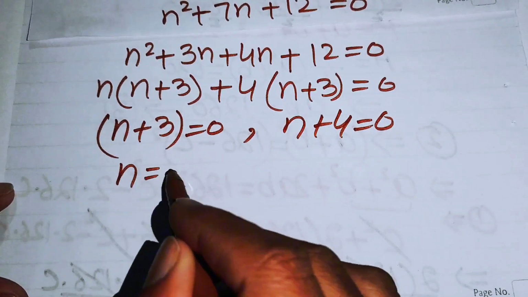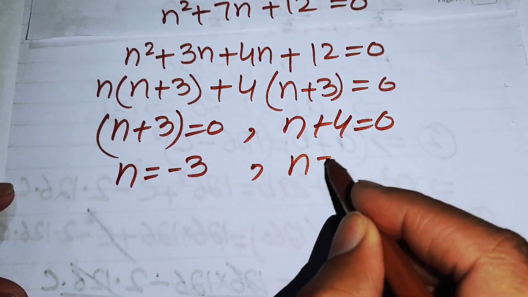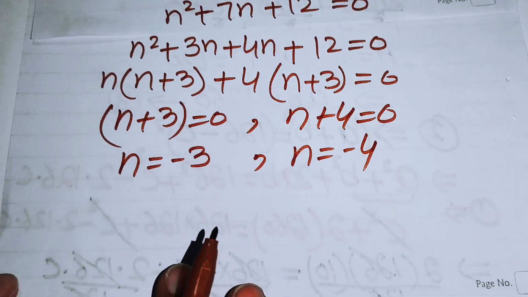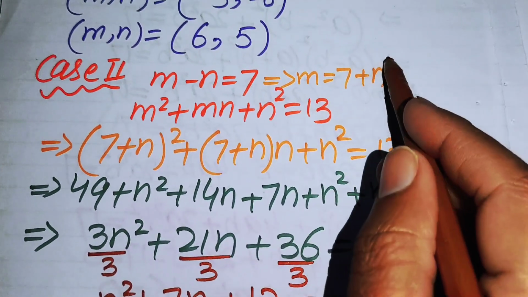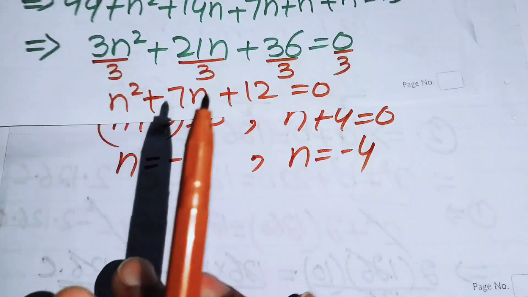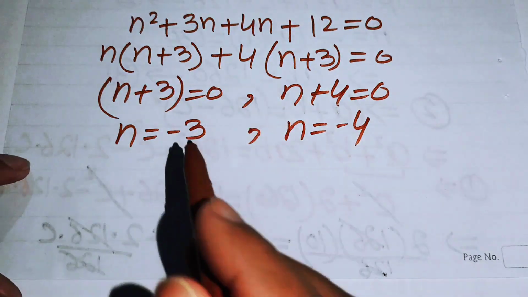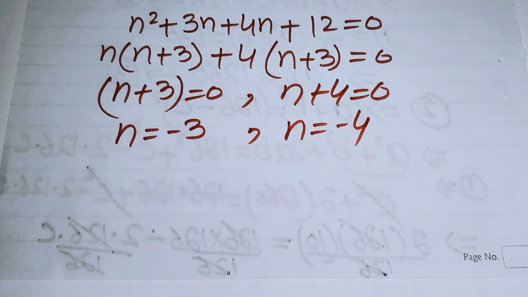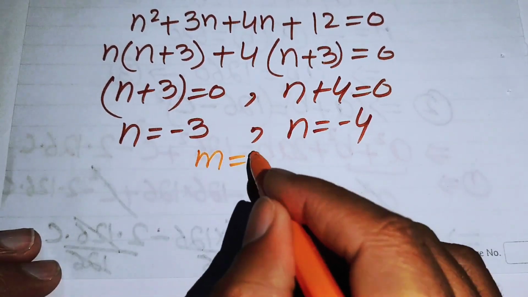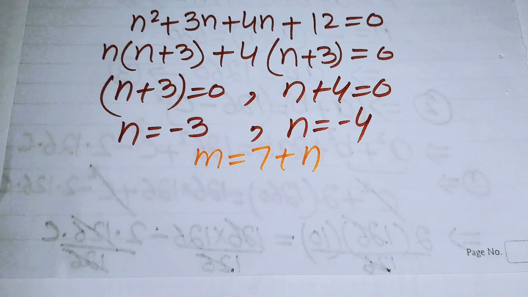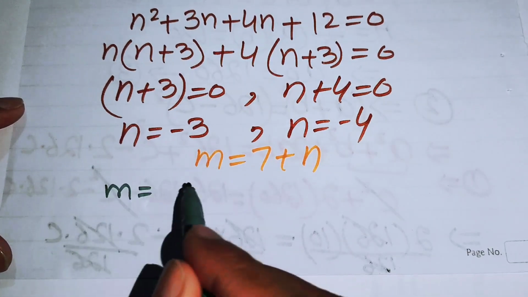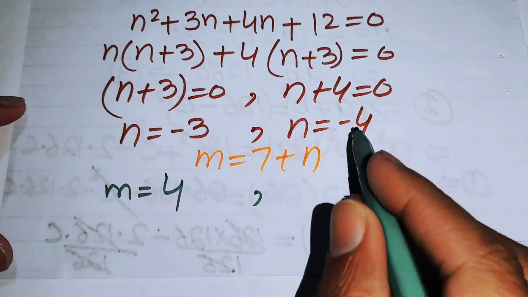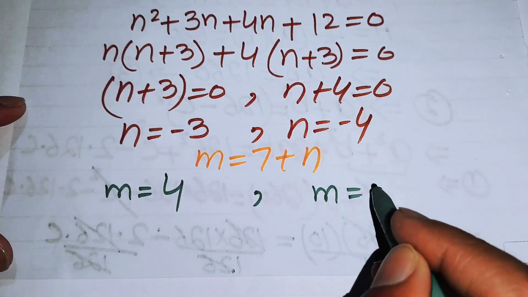So in the first case you get the value of n is minus 3, and in the second case you get the value of n is minus 4. And now we will back substitute the value of n in this expression. Here you see that we have m equals 7 plus n, and now we can put the value of n in this expression. So when you put n equals minus 3 here, then you get m equals 4, and when you put n equals minus 4 here, then you get m equals 3.